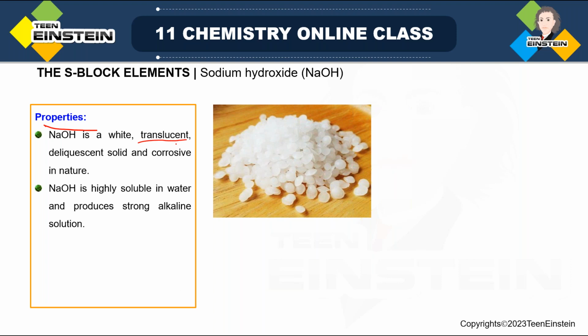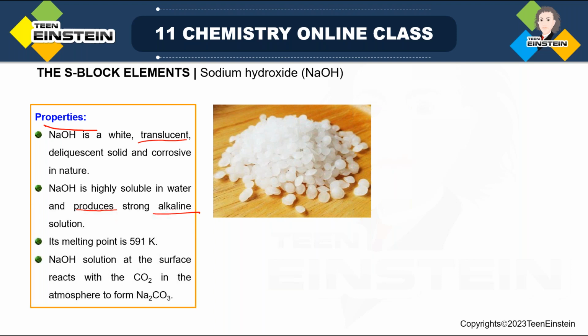Then it is a deliquescent solid. Deliquescent means it has a property to attract water, and it is corrosive in nature. That means if it is in contact with your skin for a long time, it can destroy the skin. It is not good for our skin, so we should handle it after wearing gloves. It is highly soluble in water, and the solution you get is a strong alkaline solution, because of the presence of HO minus ions.